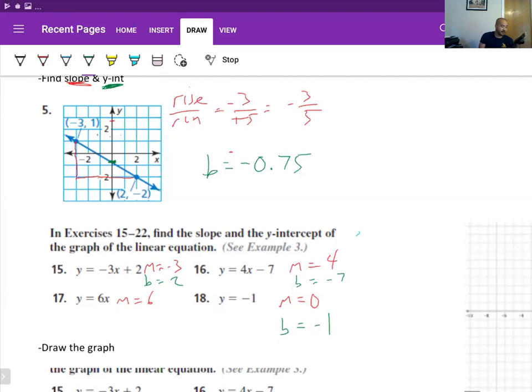All right, number 17. What's the number being added or subtracted to 6x? There's not one. Good job. So it's 0. All right, so that's finding slope and y-intercept. Pretty basic.